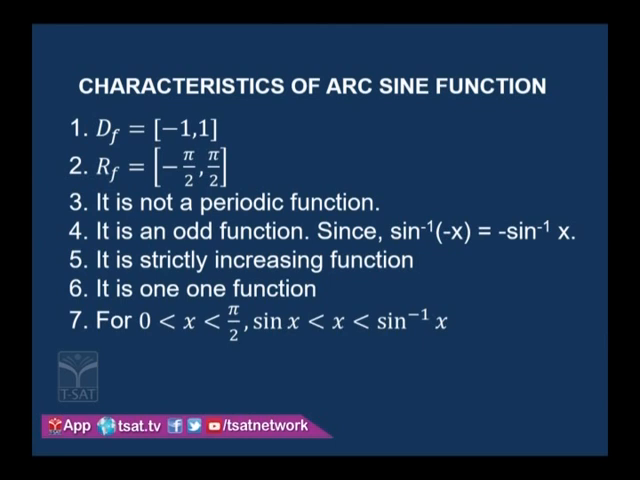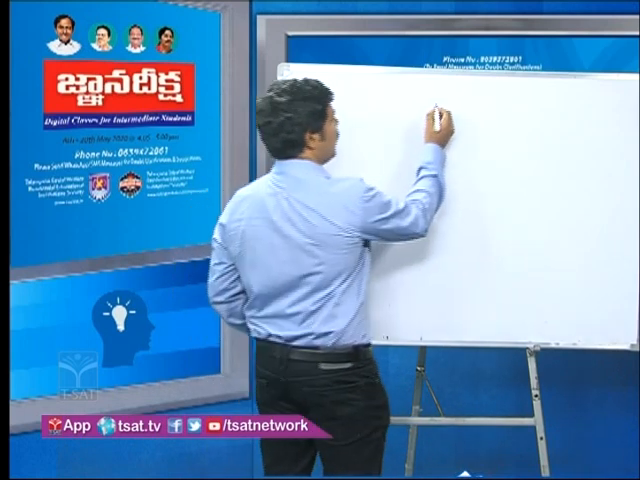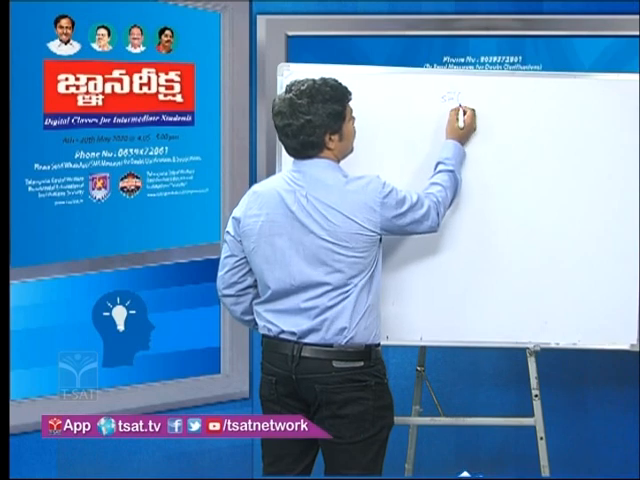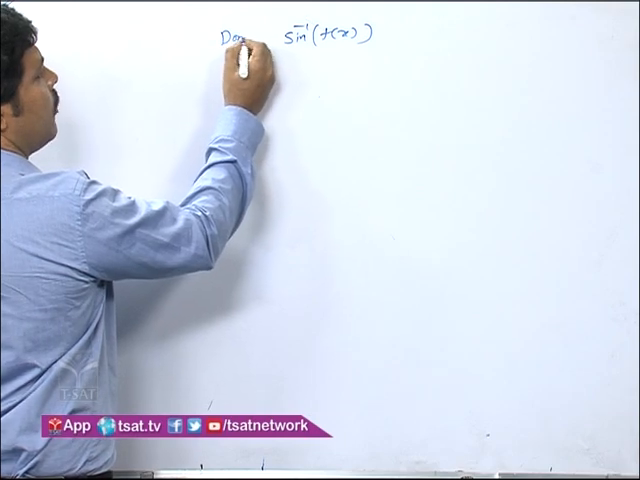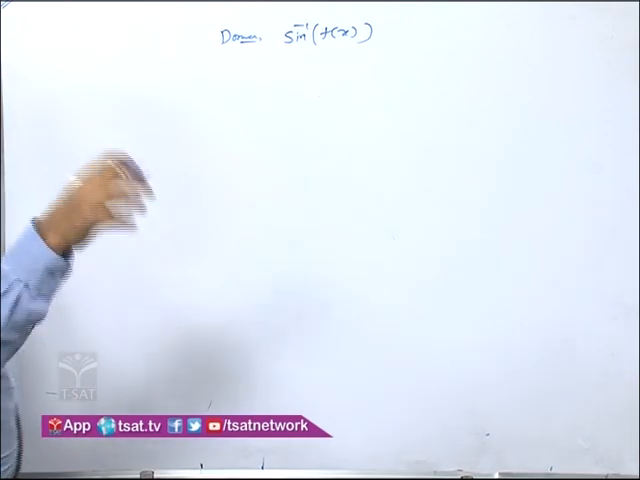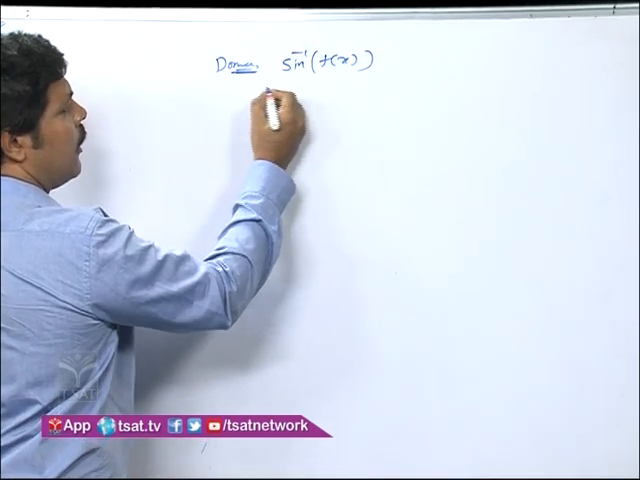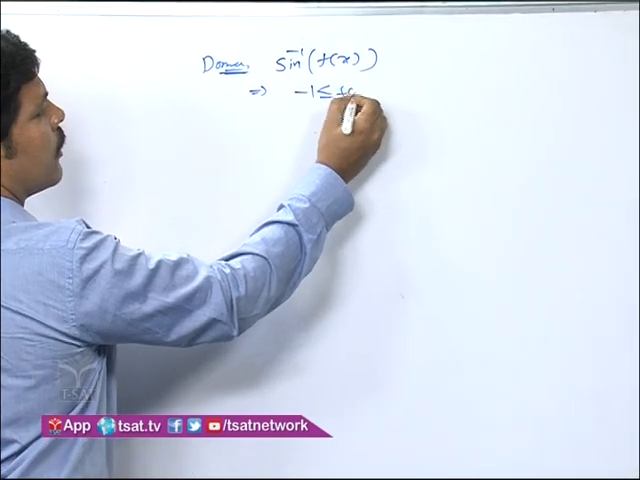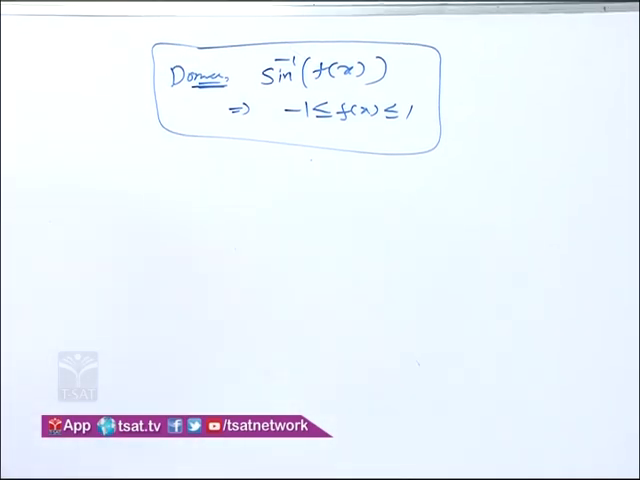Now the difference between preparing for examinations like mains, MCET, mains and advanced, I will give an example. We know the domain of sin inverse of f of x. Domain is called the input of the function. For the domain of sin inverse of f of x, the condition is that f of x lies between -1 to 1. This is the main basic point of the sin inverse x function.